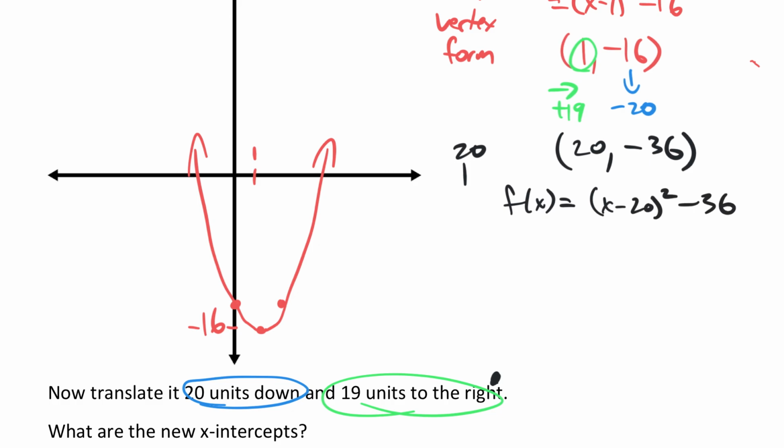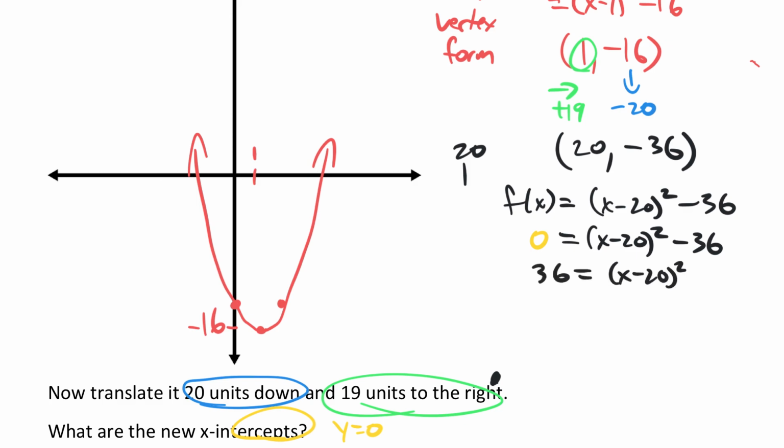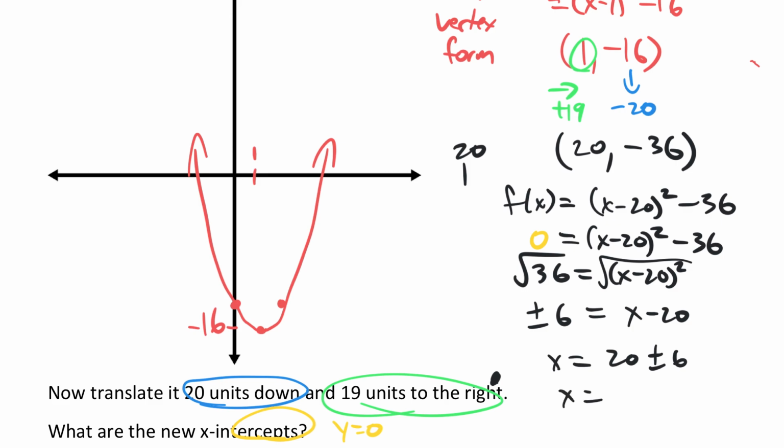And the x-intercepts, if we remember, the x-intercepts mean y is equal to 0. So we can set y equal to 0. We can move the 36 over. We can square root. So remember, when we square root, we're going to get a plus or minus. So plus or minus 6 equals x minus 20. So x equals 20 plus or minus 6. So x equals 26 and 14. So those are our x-intercepts.